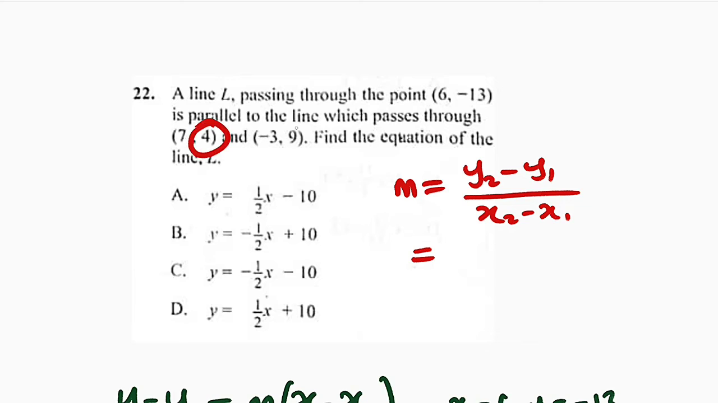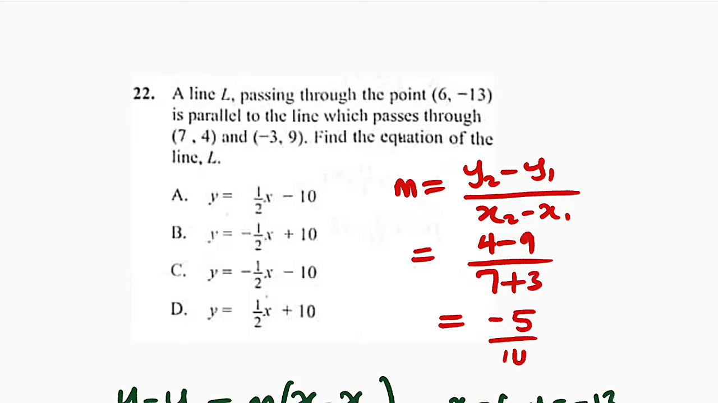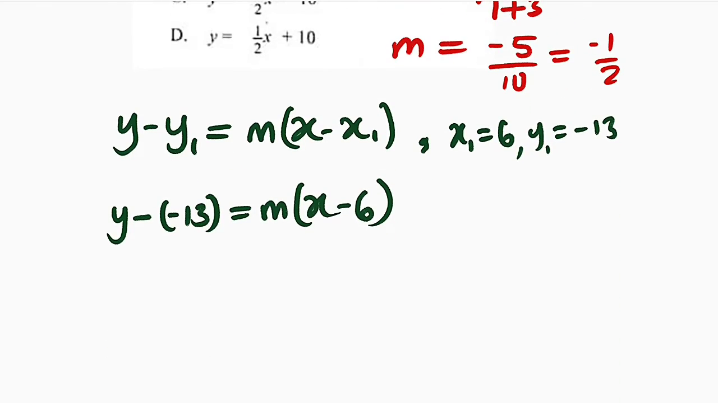This is y2 minus y1, that is 4 minus 9, divided by 7 minus -3. And you know minus is plus, so we have 7 plus 3. If you simplify this, to the top, you have 4 minus 9, which is -5. To the bottom, you have 10. To the lowest term, you have -1 divided by 2. And hence, the slope is what? -1 divided by 2.